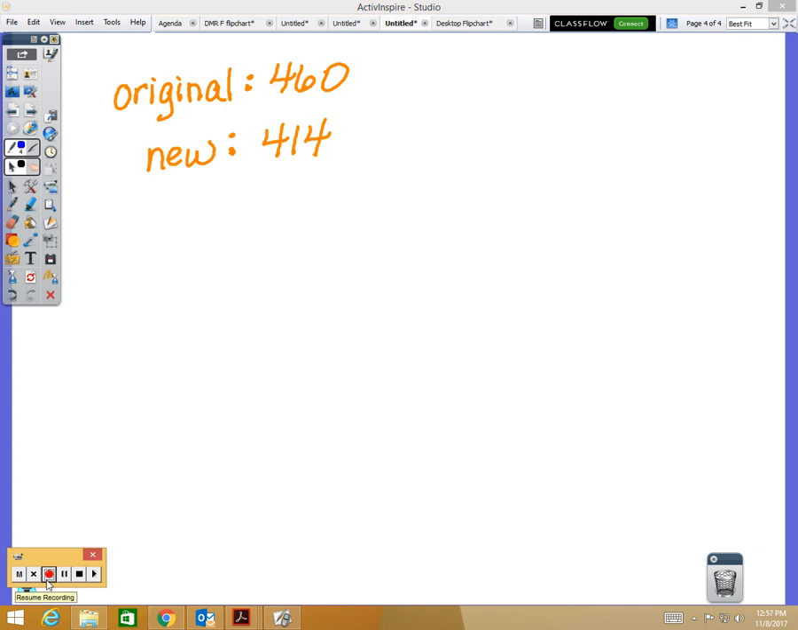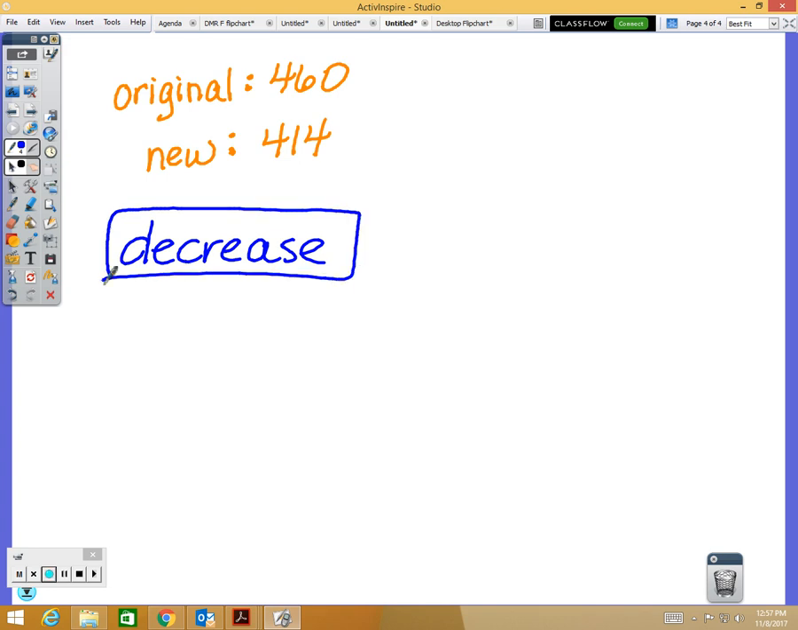All right, let's see how you did on this problem. The first thing that I noticed is that if I go from 460 to 414, that is a decrease. So if you said decrease, that's good, you got 1 point. Now let's see if you can figure out the percent that it decreased. The first thing you should have done is subtract 460 minus 414, and you should have gotten 46. So just like how we do on DMR, if you got 46, good job. You got step 1 right.